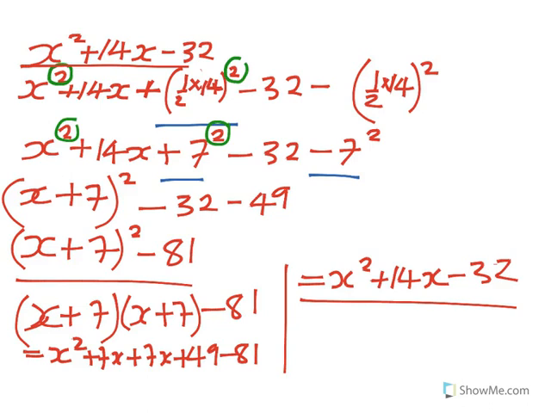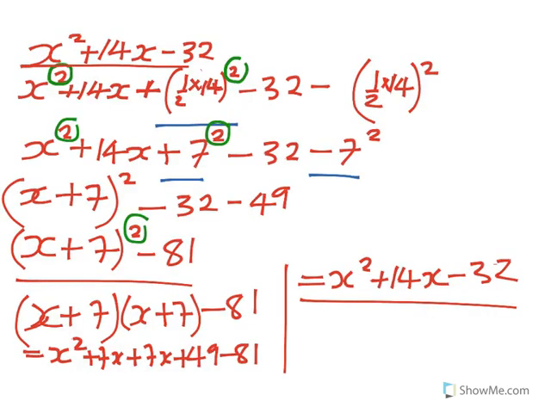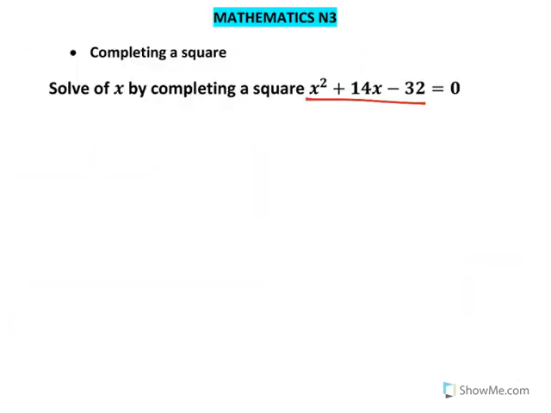What do you mean by the square? You now have x plus 7 squared minus 81. Now, this version says solve for x by completing a square in the x squared plus 14x minus 32. Remember, we did have it. It's the previous example that we did. It was x squared plus 14x minus 32. So the method does not change.